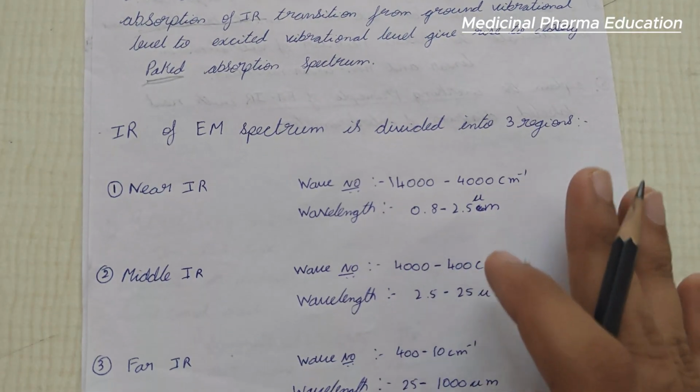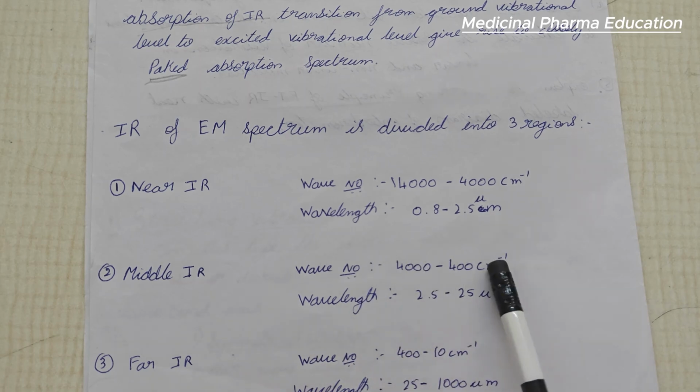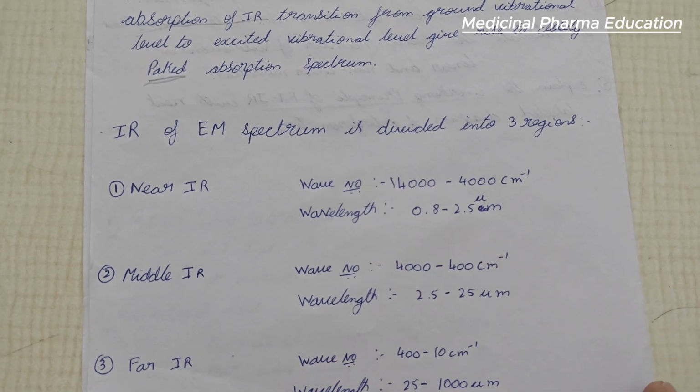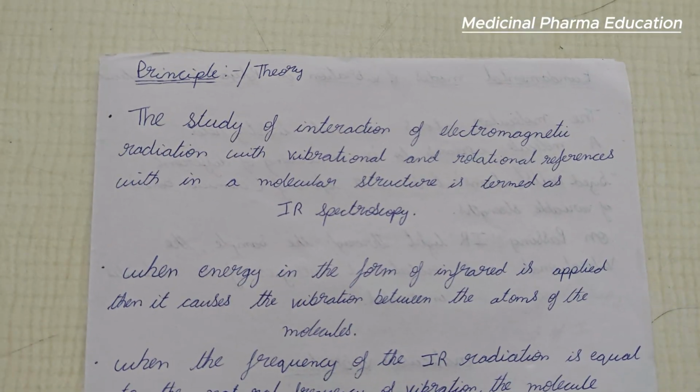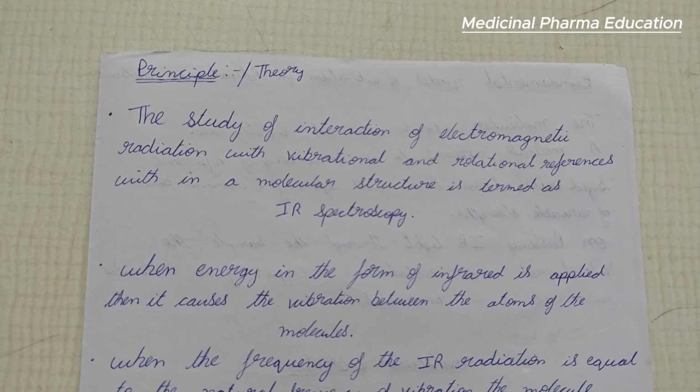Next, these are the near IR region, mid IR region, and far IR region. These are the different types of regions. You can just see. Next, we are going through the theory of the principle involved in IR spectroscopy.